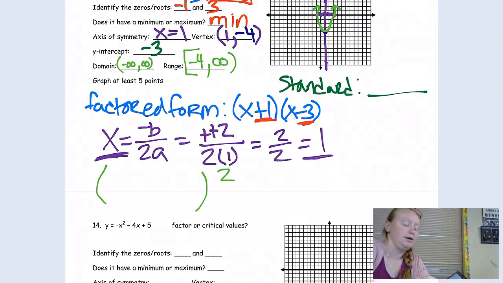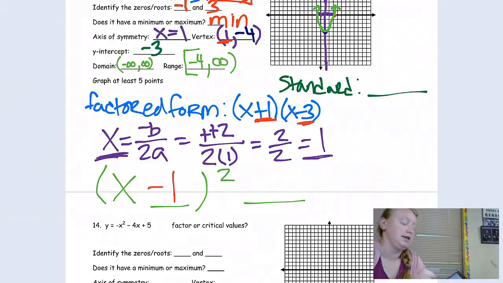Parentheses, squared, opposite x, same y, with an x right there. My opposite of my x is going to be the opposite of that point, which is 1. So I'm going to take a negative 1. My same y is the same as that number. It should be negative 4. So now you have your vertex form.